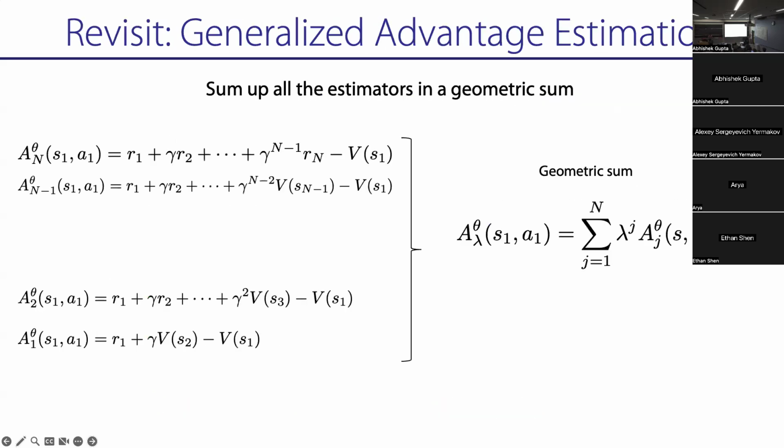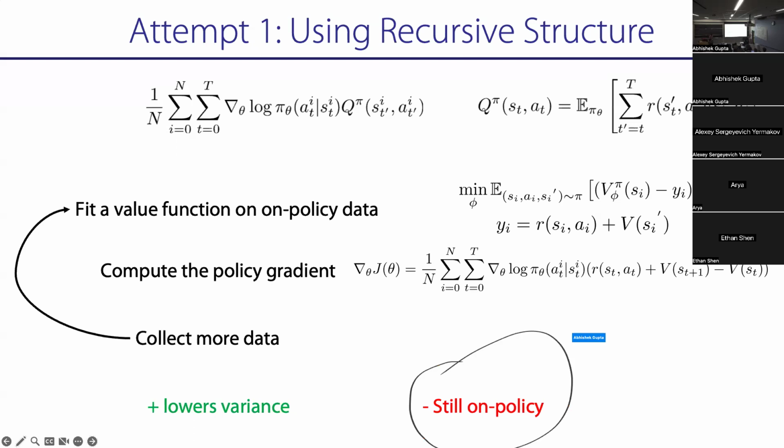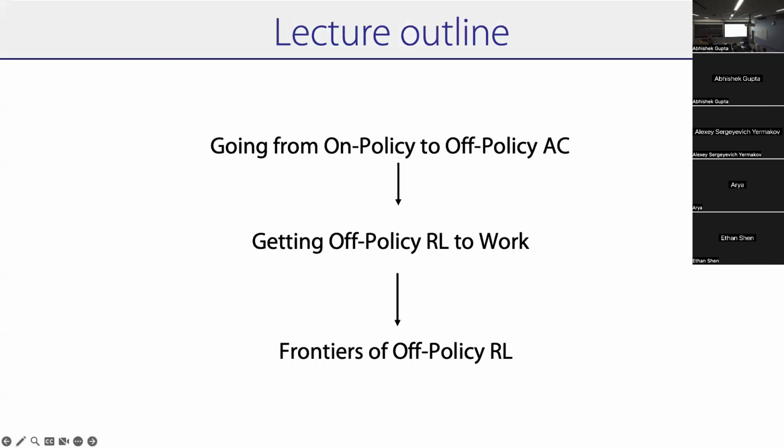The issue here is that it's still on policy. We said we want something that lowers the variance, and now what we want to figure out next is how to go from these on policy methods to things that are off policy. This is not what you do in practice, and you do a bunch of tricks in practice. We want to talk about those tricks and why they make sense, and then talk about what the open problems in off policy are. So the main focus of today is going from these on policy updates to off policy, and then talking about the tricks that make these things work.